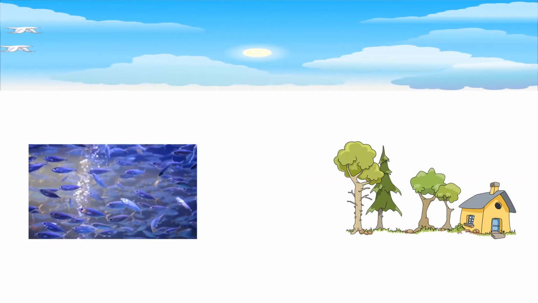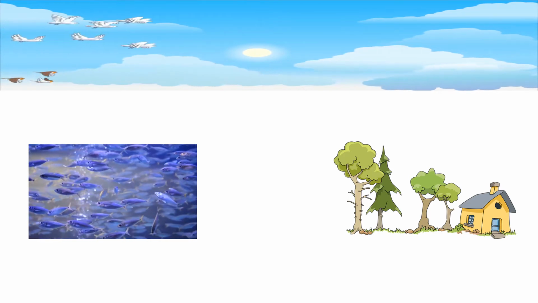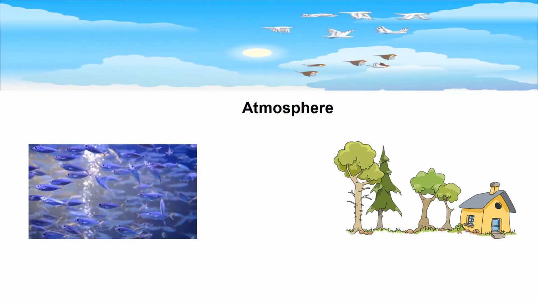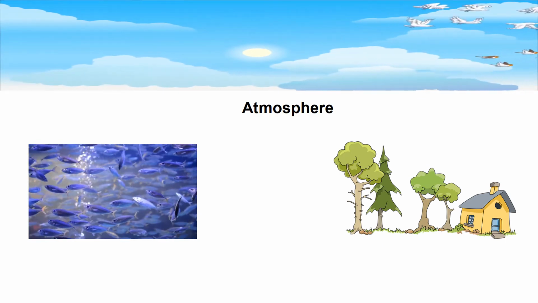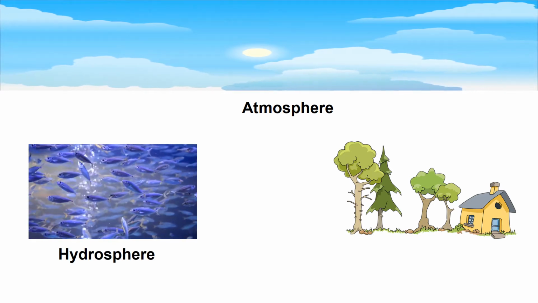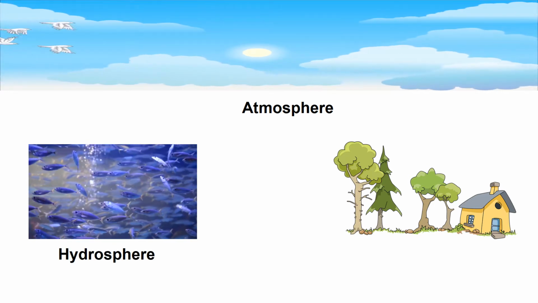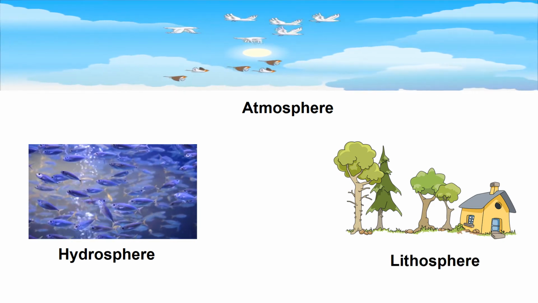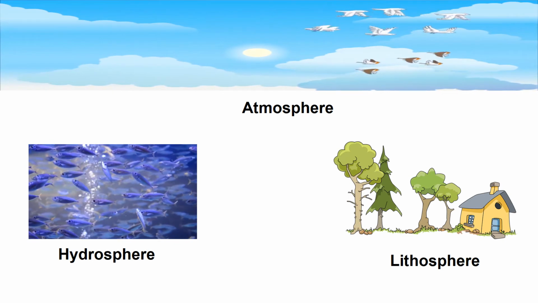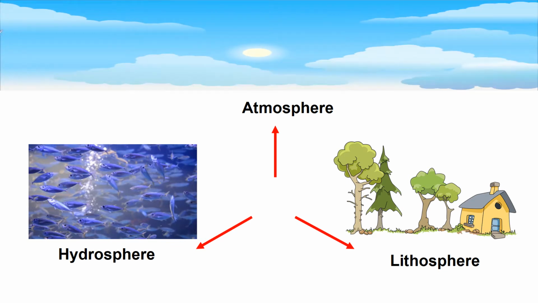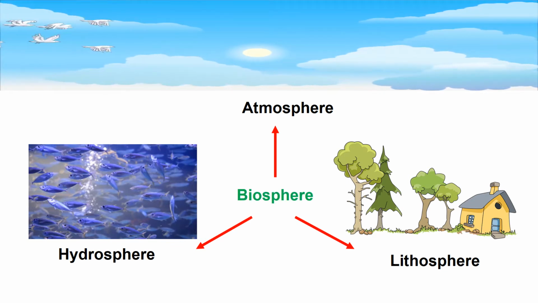All living and non-living things on the earth that are associated with air is called Earth's atmosphere. That associated with water is called hydrosphere. That associated with land is called lithosphere. All the living things are part of the lithosphere, hydrosphere and Earth's atmosphere, which they occupy, and together these are called the biosphere.